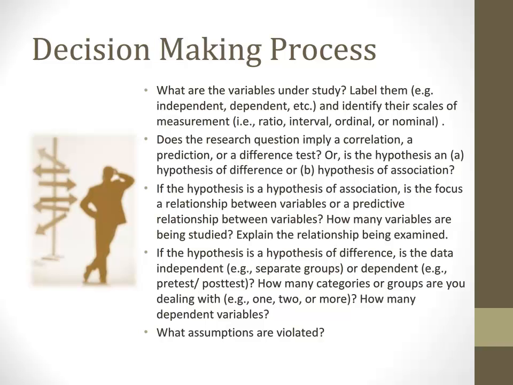The final thing that you want to ask if you have a hypothesis of difference is, how many dependent variables do you have? Do you have one dependent variable? Do you have multiple dependent variables? And if you have multiple dependent variables, are they related? And then finally, you're going to ask, what are the assumptions that are violated? So after you've collected the data, you're going to do assumption testing, and you're going to look at assumption violation.